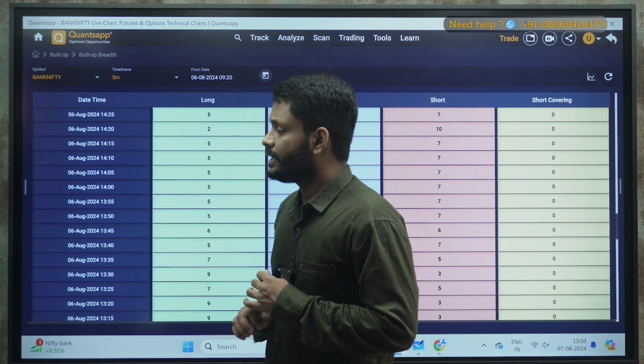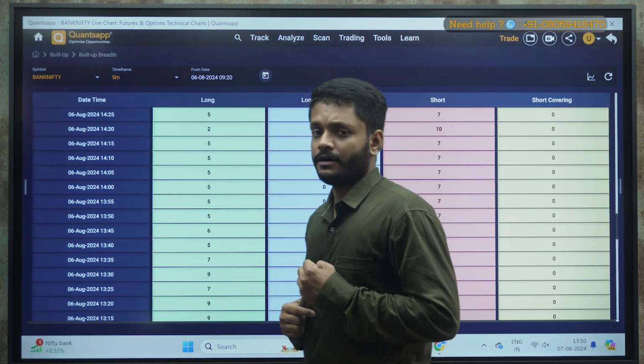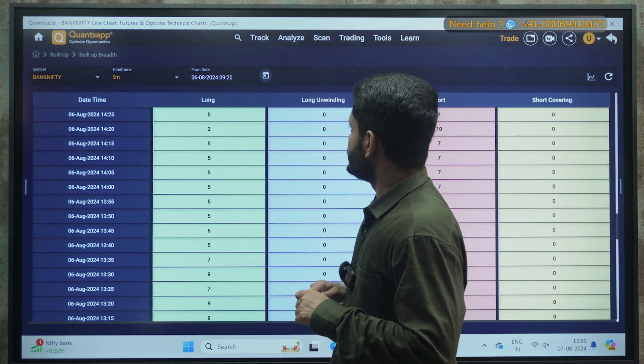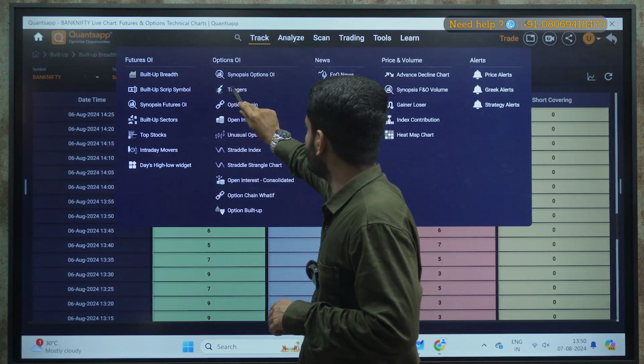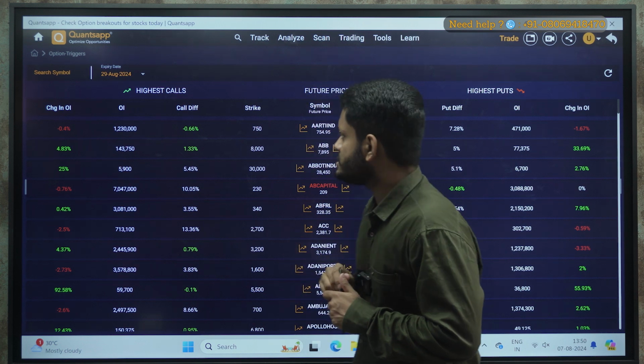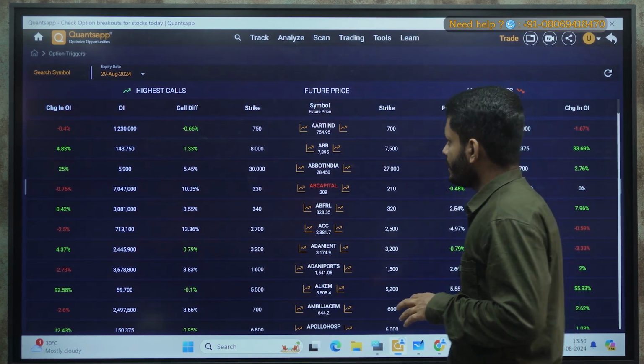Now how you can filter out and pick the stocks for stock specific intraday. Okay, say for example, I want to do stock specific, then as always go to Track, go to Triggers. One of the best tools, I would say. Okay, now what is Triggers?